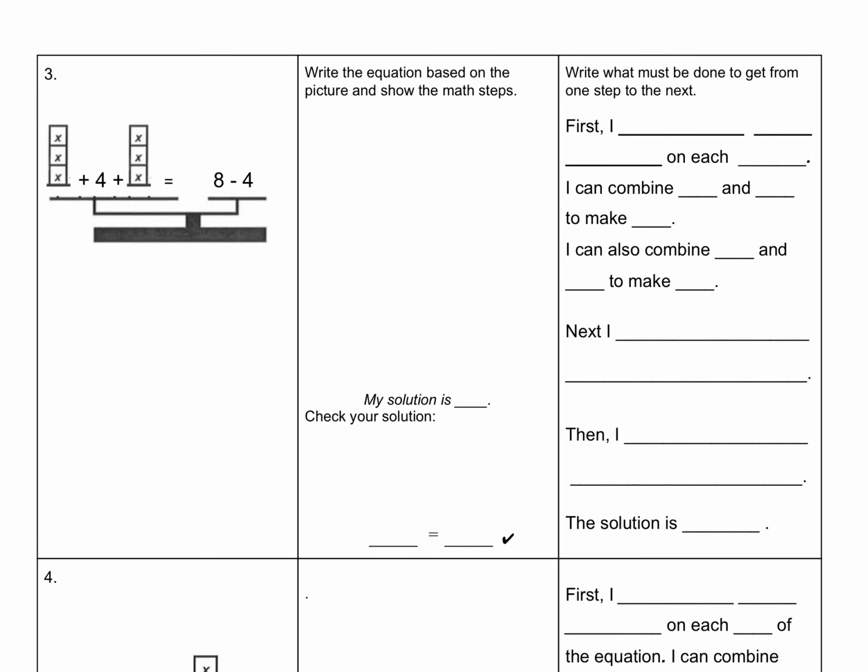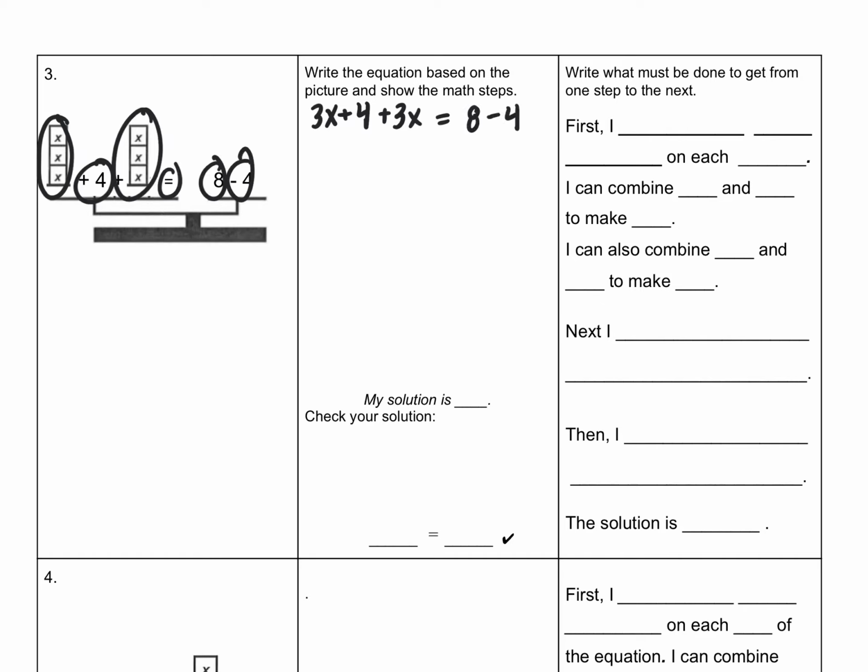Let's look at number 3 on the next page. We're going to write our equation. So there are 3x's plus 4 plus another 3x's equals 8 minus 4.